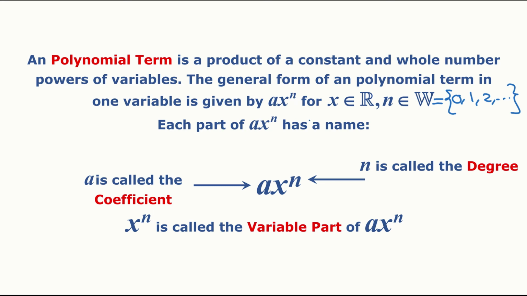Now, each part of ax to the n has a name. The a is called the coefficient. It's just a constant number that's multiplied by this variable power. The n is called the degree. We normally call it the exponent, but in the context of polynomials, that's called the degree. And x to the n as a whole is called the variable part of this particular term.